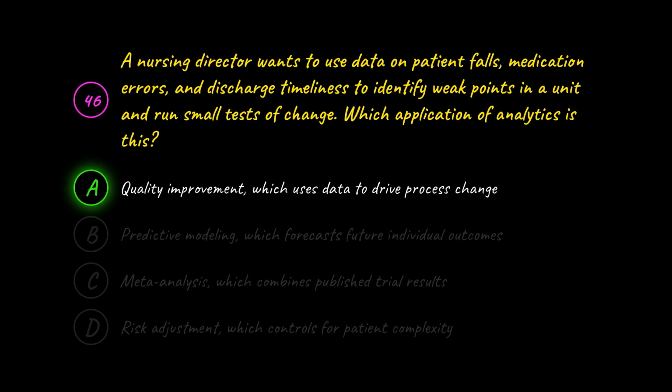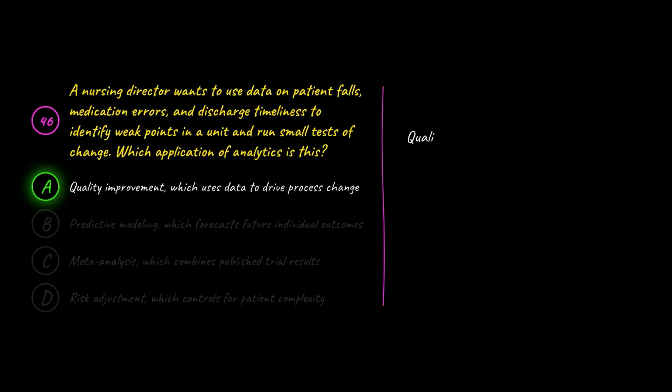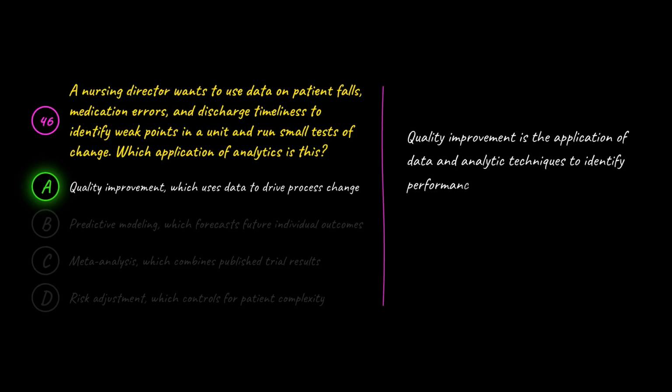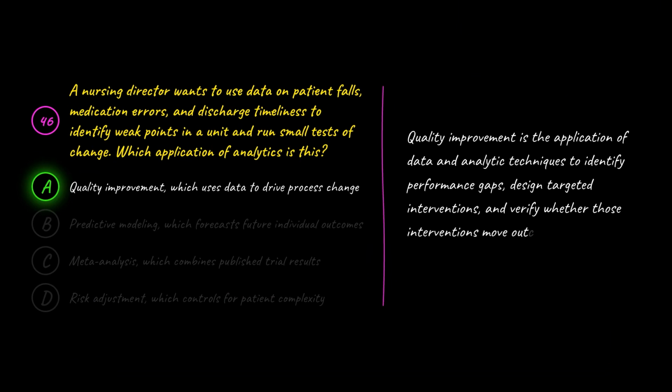The correct answer is A. Quality improvement, which uses data to drive process change. A is correct because quality improvement is the application of data and analytic techniques to identify performance gaps, design targeted interventions, and verify whether those interventions move outcomes. Reviewing falls, errors, and discharge timing to test small changes is a textbook quality improvement cycle. The discipline relies heavily on benchmarking and outcome evaluation.